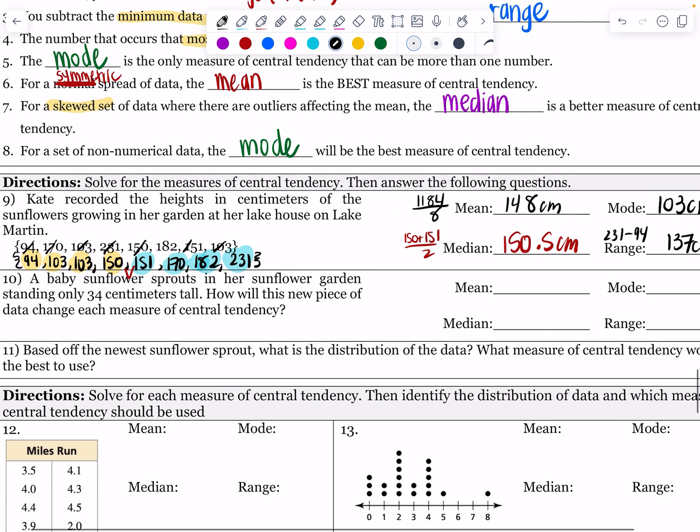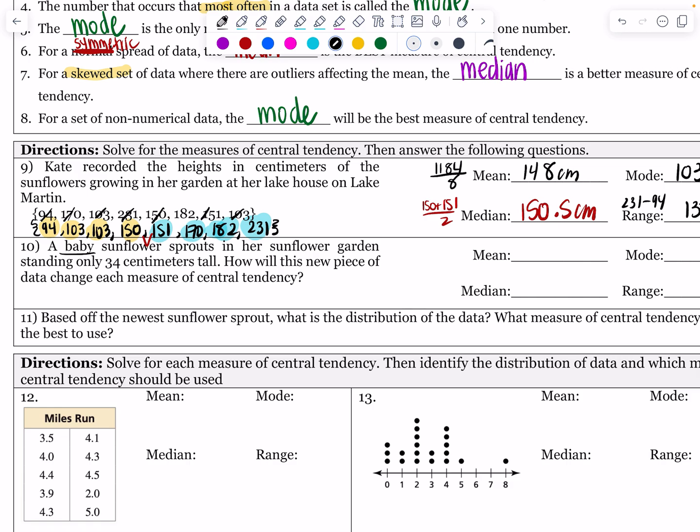Okay, but then it says that a baby sunflower sprouts, so it's a small one, standing only 34 centimeters tall. So it's the same set of data, but we're adding in a 34. So what's new? The 34 is new. It's the baby one.